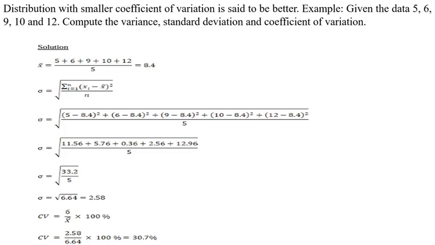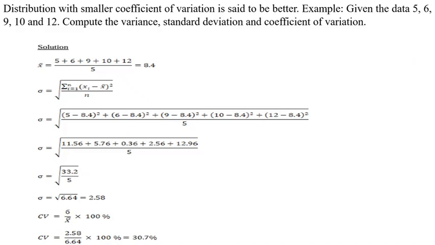So, for example, a distribution with a smaller coefficient of variation is said to be better. Given the data 5, 6, 9, 10 and 12, we should compute the variance, the standard deviation and the coefficient of variation. From here, for the formula for sigma, since we are considering the whole population, please take note, the whole population, not a sample, it will be the square root of summation, i ranges from 1 to n, xi minus x bar all squared, all over n. So here we first estimate our x bar, which is 5 plus 6 plus 9 plus 10 plus 12 divided by 5. That will give us 8.4.